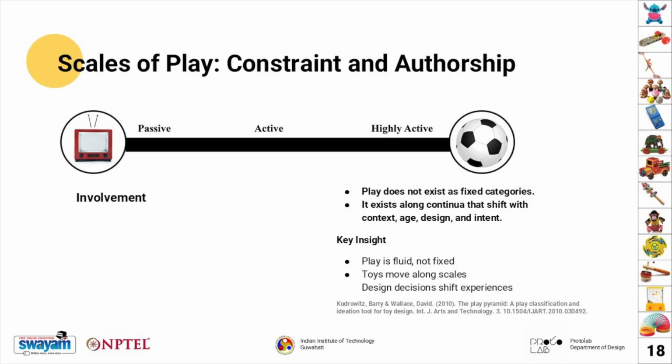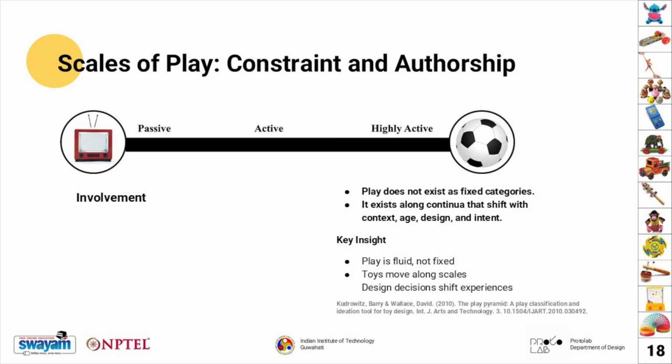Instead of asking whether something is or is not a certain type of play, this framework asks whether a play experience sits along different continua. Each horizontal bar represents a scale, not a binary. A single toy, activity, or play experience can move along these scales, depending on how it is designed, how it is used, who is playing, and in what context. Let's talk through each scale.